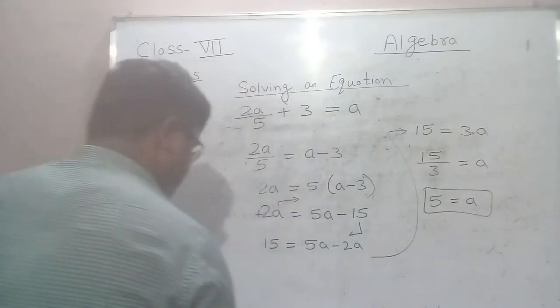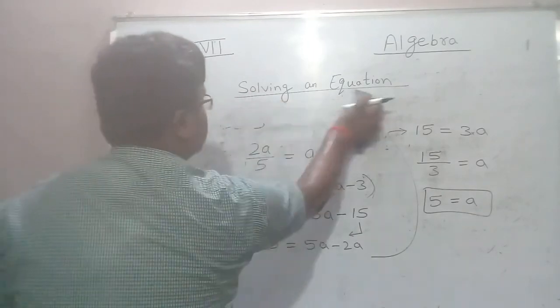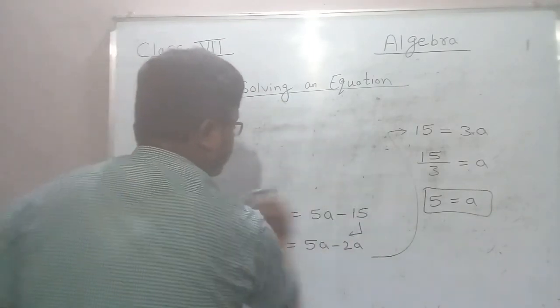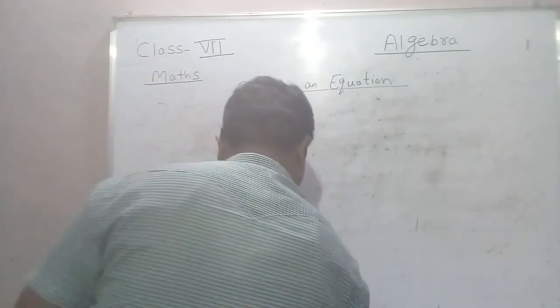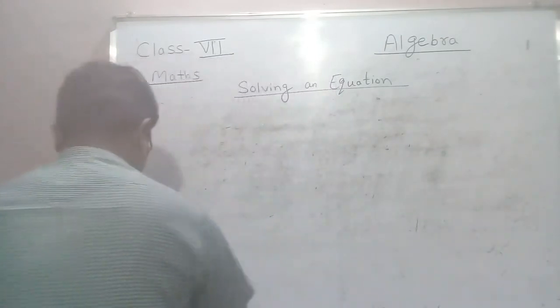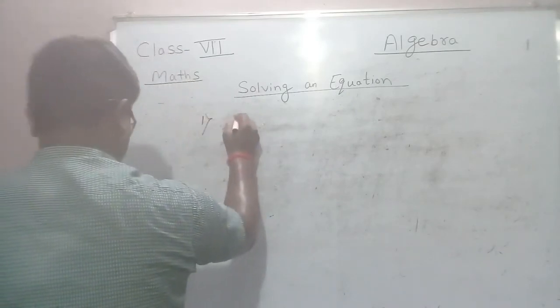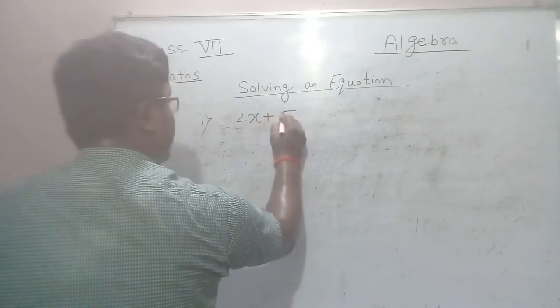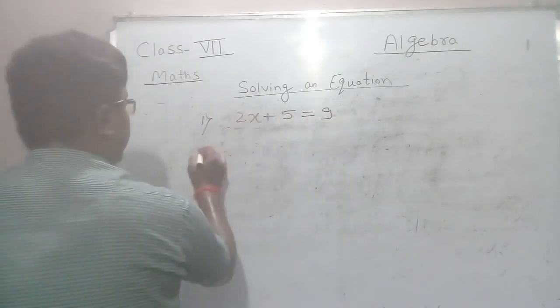Based on this question, I will give you some questions to practice. The questions are very easy. How to solve the equation? Question number 1: 2x plus 5 is equal to 9. Find the value of x.